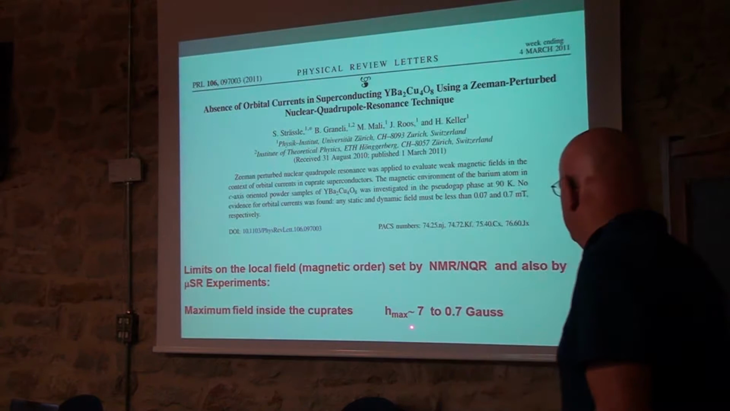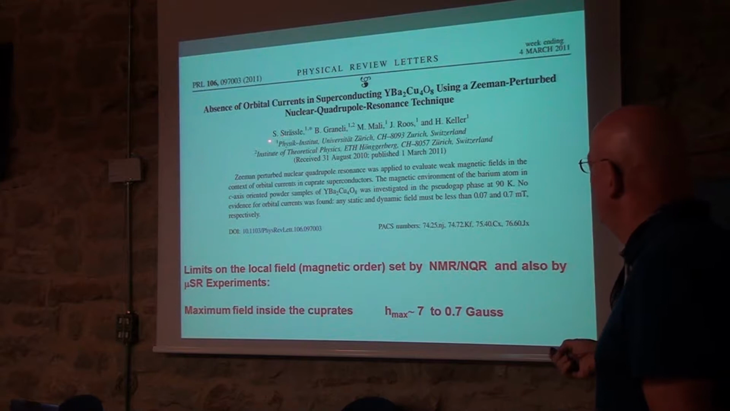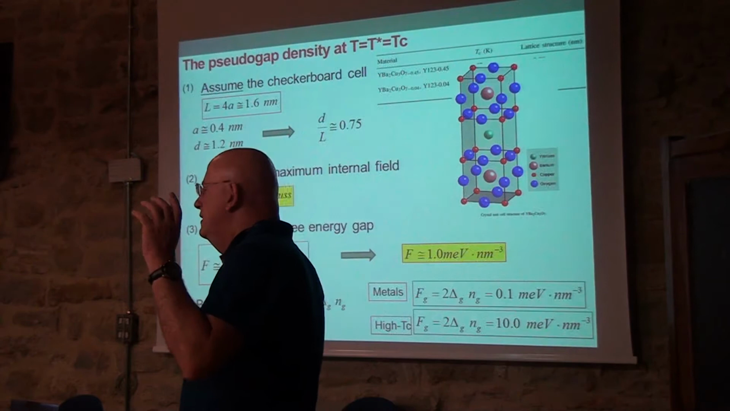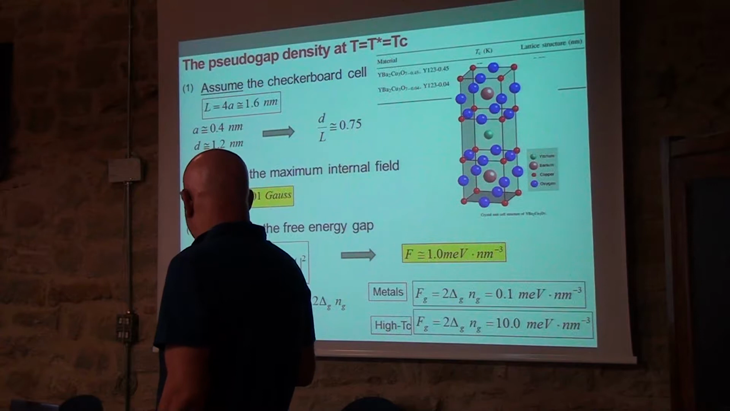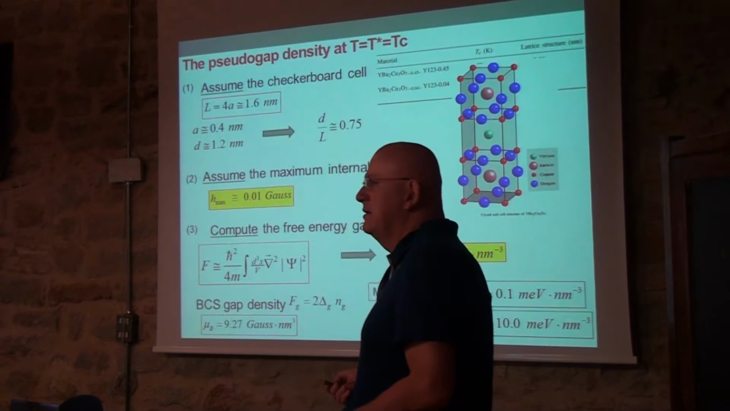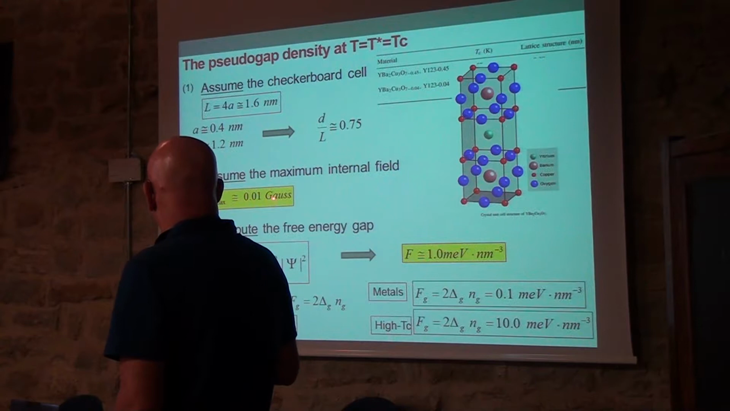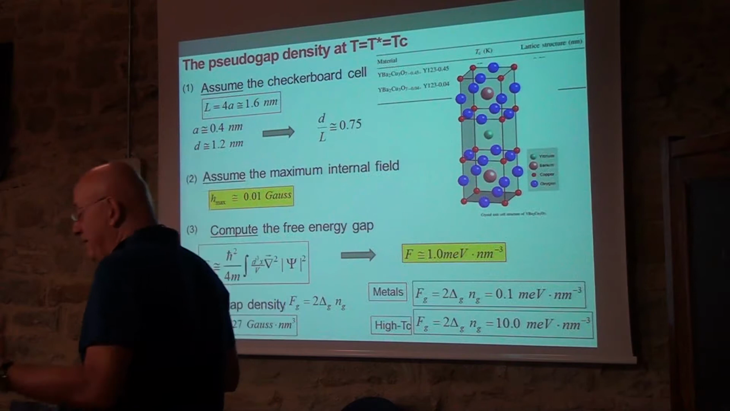This is a work by Hugo Keller and collaborators. So what I'm going to say is that I have a very small magnetic field. What I'm proclaiming is that in the high Tc you do have a magnetic order and you do have a local magnetic field, but it's so weak that it's below the threshold of detection. For instance, I'll consider that it's 0.01 Gauss, and I'll consider a checkerboard cell for my periodic spin lattice of size L equal to 4a, 1.6 nanometers.